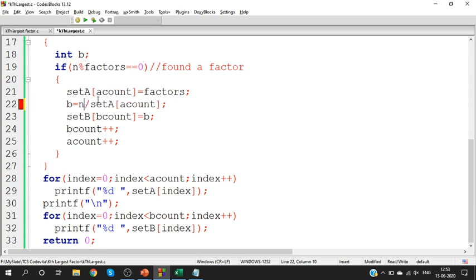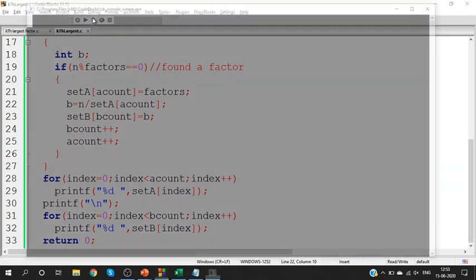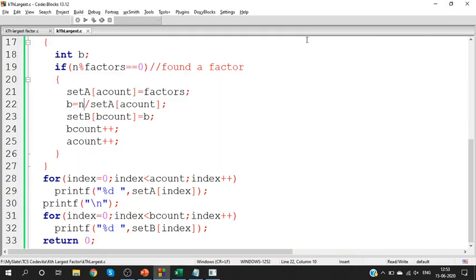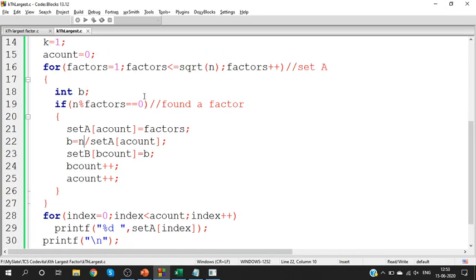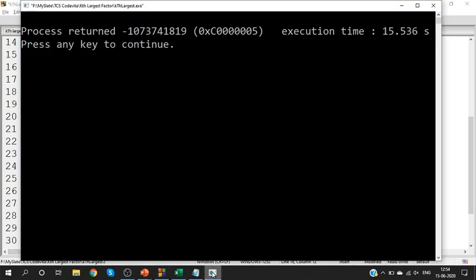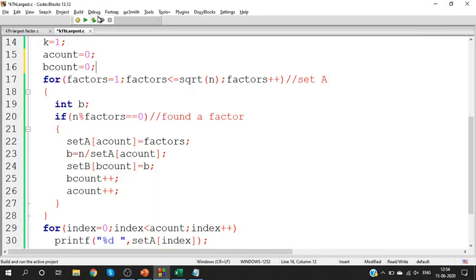N divided by, okay. It takes infinite time, which means I have done some mistake here, which is B count is not initialized. Yes, that is the fault. B count should be initialized, right? Similar to A count, B count should be initialized as 0. Sorry, my fault. So I'll execute this again. B count initialized as 0.